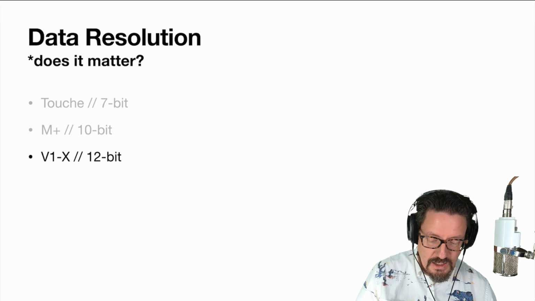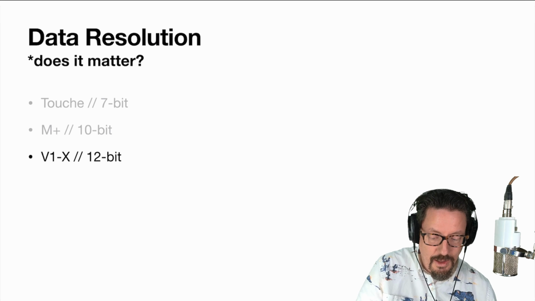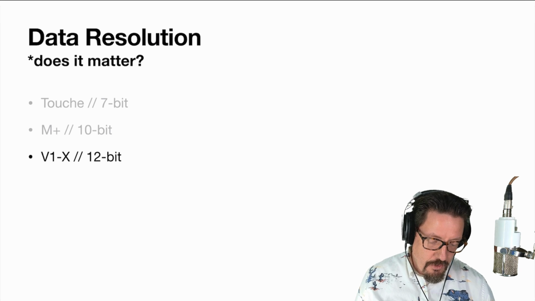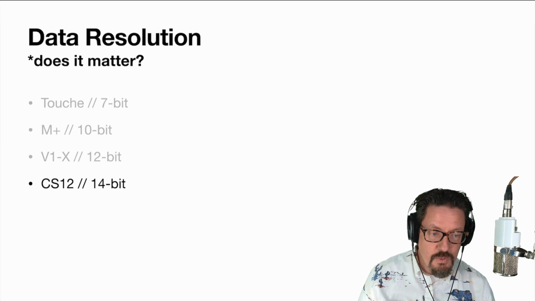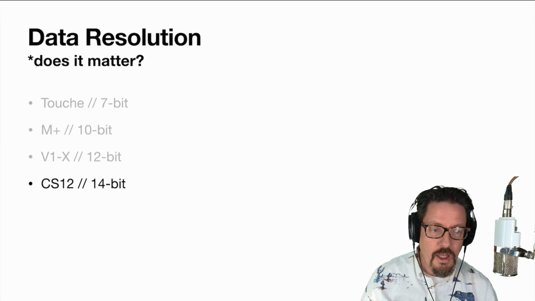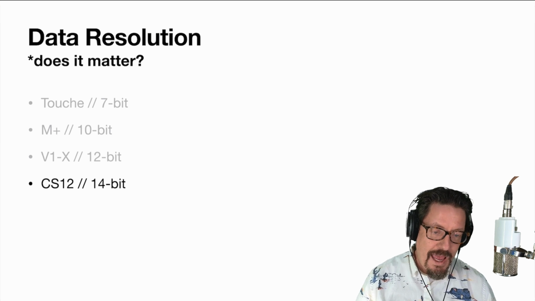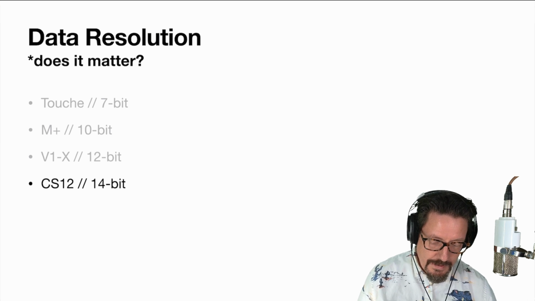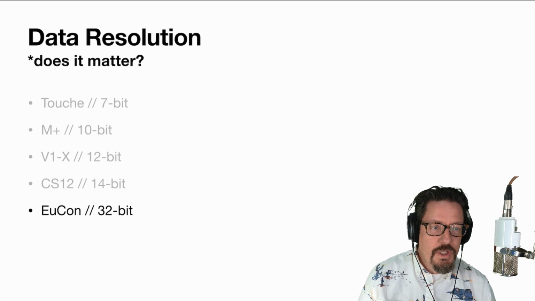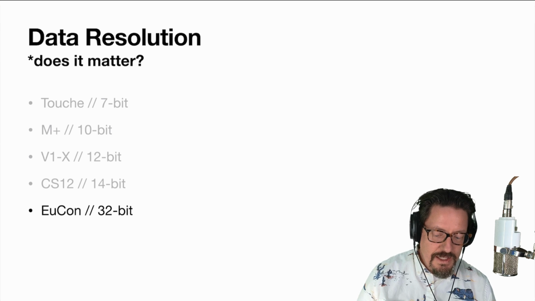The V1X, also from Icon, their new line, has 12-bit for their faders. The CS12, which is one of the devices I do want to talk a little bit more about today, has up to 14-bit. And they say up to because it's not the default. There's like a fine mode where you can put it in there and you'll have a deeper resolution. And a Yukon, which uses a version of this, it's 32-bit or 32-bit float.